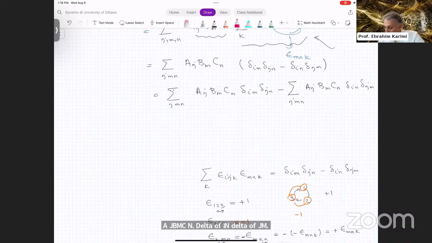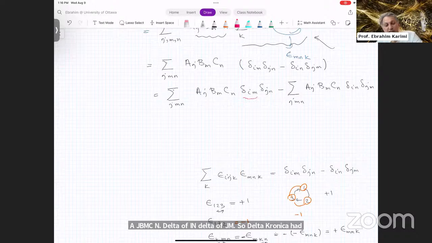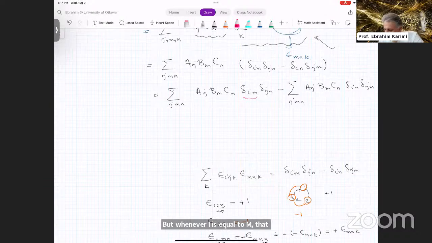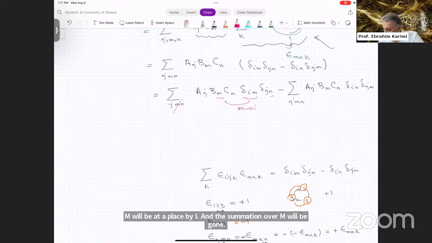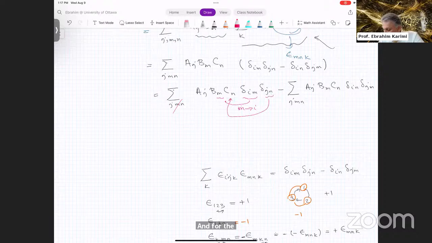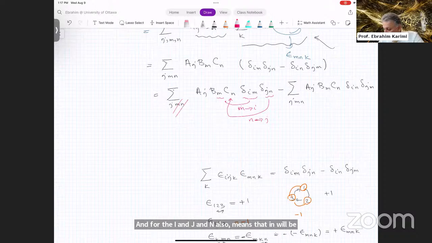So the Kronecker delta has the property that whenever I is not equal to M, that is 0, but whenever I is equal to M, that is 1. So it means that instead of M here, all will be replaced by I. So M will be replaced by I, and the summation over M will be gone. And also N will be replaced by J, and the summation on N also will be gone.